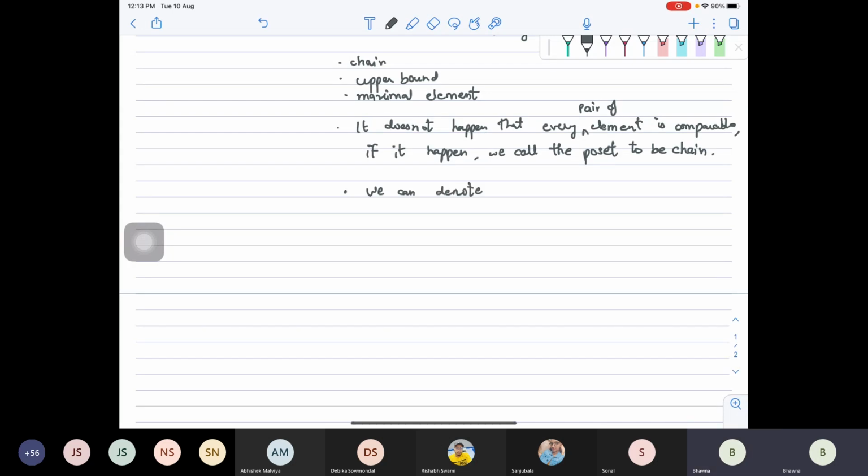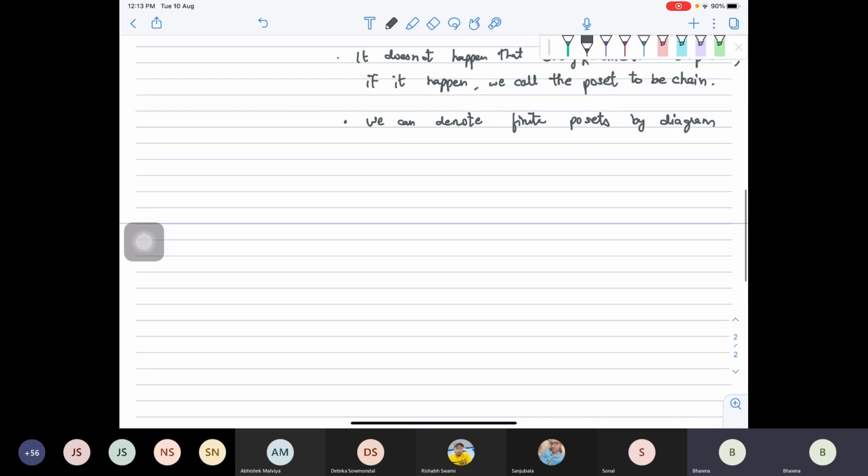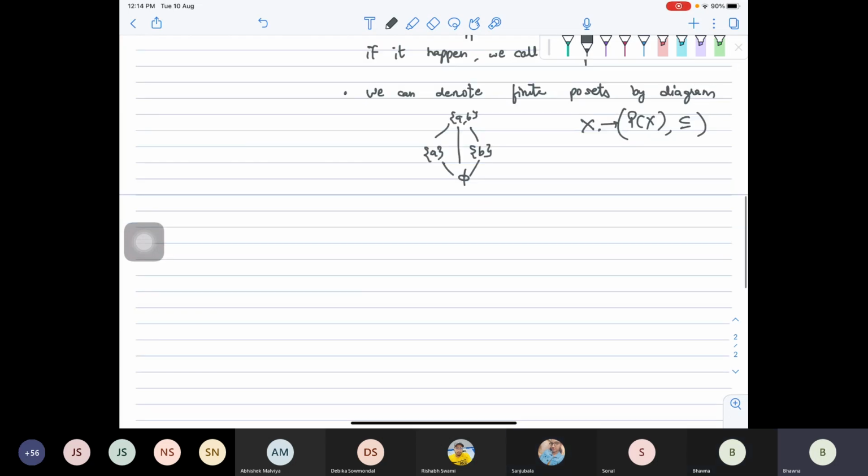We also see that we can denote finite posets by a diagram. If we have a finite poset, we can write anything which is greater than something above it, in a tree-type structure. Suppose we have A, B, some elements. If I take this set X and make its power set, with the order of inclusion, this is a poset, right? Very good.